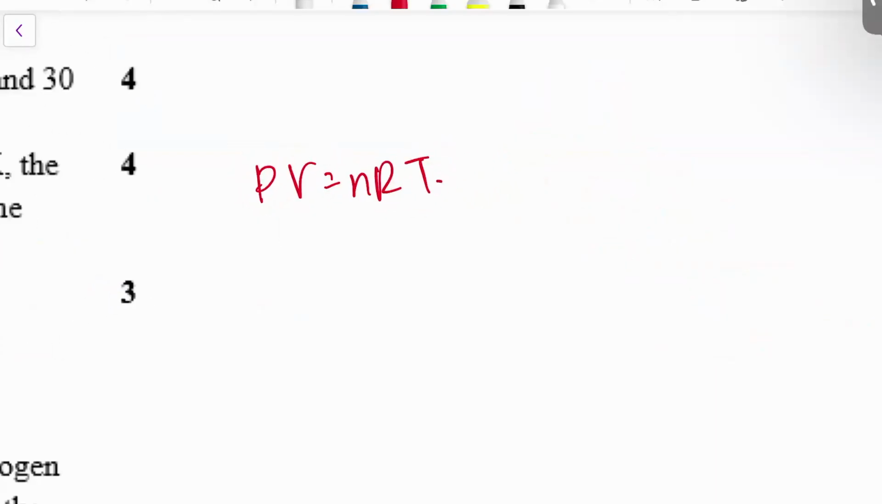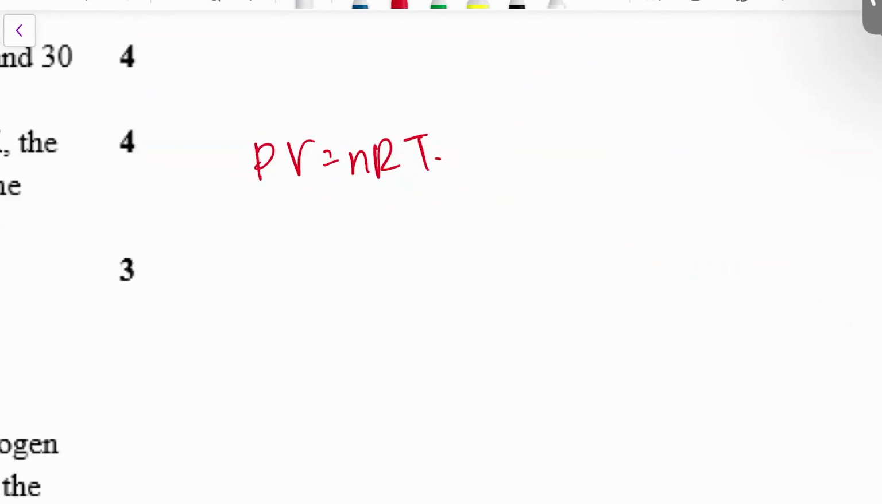And then guys, can R ever change? No, R is your ideal gas constant. Who has it memorized? Who doesn't need to check the data sheet for it? Come on, units as well. Oh, now you're checking the data sheet, huh? Yeah, okay, good. 8.314, yes.